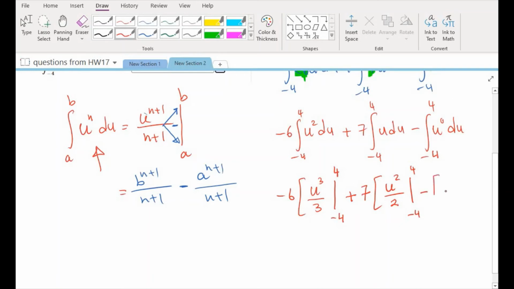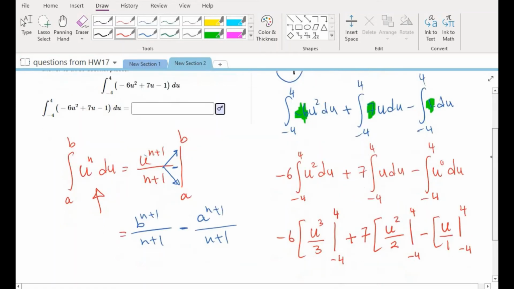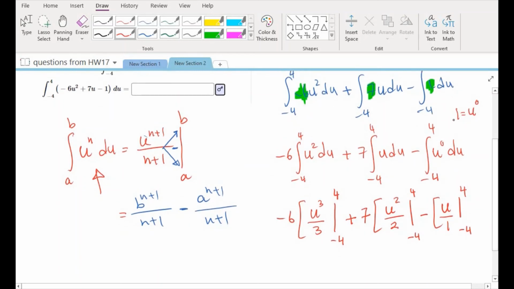Minus the last one, which is u to the 0. If you add 1 plus 0, you're going to get u to the 1 divided by 1, and then that is from -4 to 4. Again, when you have 1 in front of du or dx, then you will get the variable, basically because 1 can be written as u to the 0 power. So think of it that way all the time.